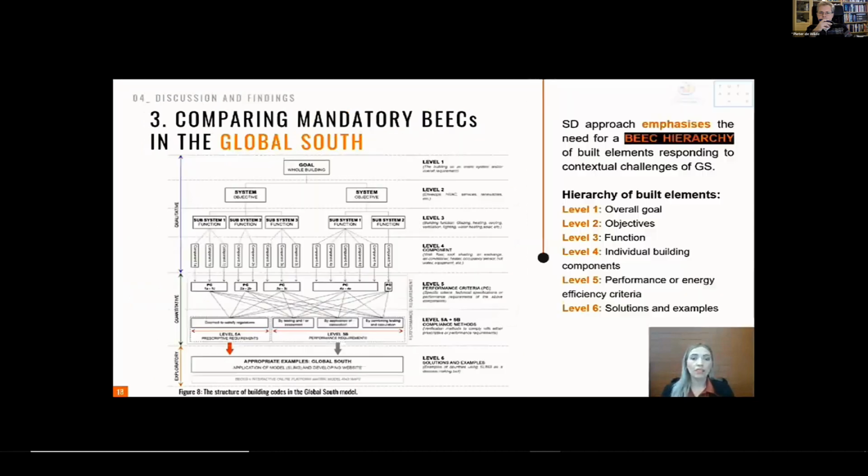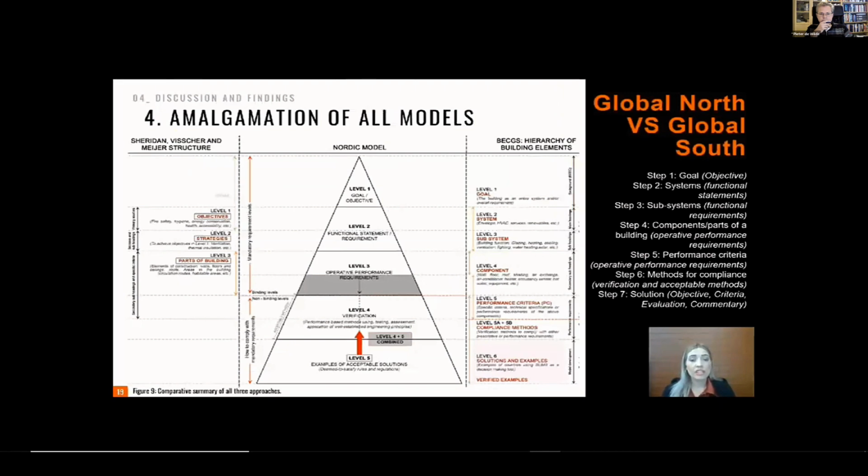Moving on to the Global South model, the system dynamics approach emphasizes the need for a building energy efficiency codes hierarchy of built elements that will respond to the contextual challenges of the Global South. This framework ensures harmonization between the different Global South codes and structures, and also puts parts of the building into various systems, subsystems, and components. An overview of all 3 approaches and the various integration levels is provided in this image. The structure and the scope of these building energy codes and the identified attributes from all 3 methods are organized into corresponding levels and can now be amalgamated to successfully develop the new Global South model.